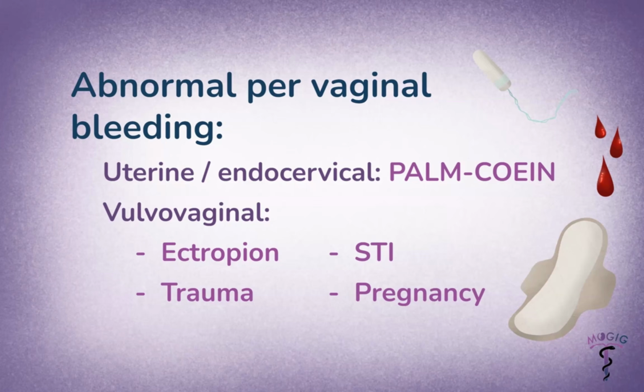There's also the probability and possibility that someone can be suffering from an STI and is having some bleeding as part of that. There's the potential that the abnormal bleeding can be due to trauma in the area, as well as pregnancy. So thinking about your early pregnancy bleed, red flags. So things like an ectopic pregnancy or even something like a miscarriage.